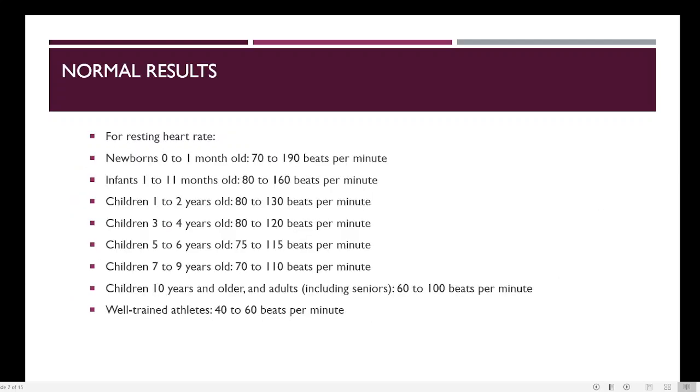Here you can see the normal pulse rate, and in children it will always be more. As we get older, children of 10 years and older will have a pulse rate of 60 to 100 beats per minute. Well-trained athletes, people who are physically involved in any kind of sports activity, have a lower pulse rate. Most people have a pulse rate of 60 to 100. In children, especially newborns, a higher pulse rate will always be noticed.